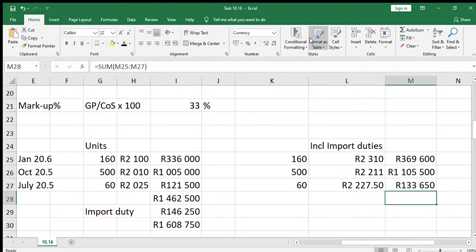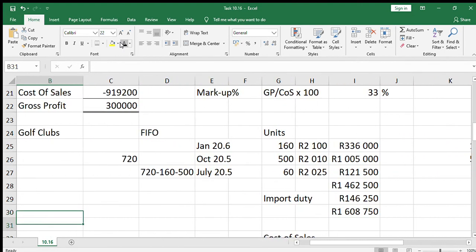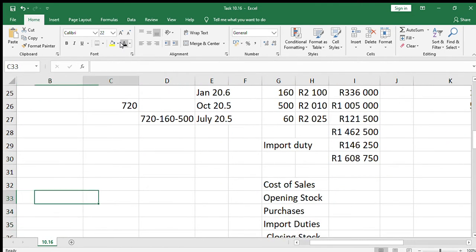Okay, and if you work out your answer here, you get the same answer, 1,608,750. So you can either add the 10% in each figure, or you can add it on to the total. It's the same thing. Okay, so now for the golf clubs, we're going to calculate the cost of sales.